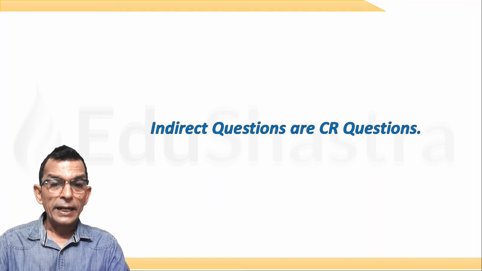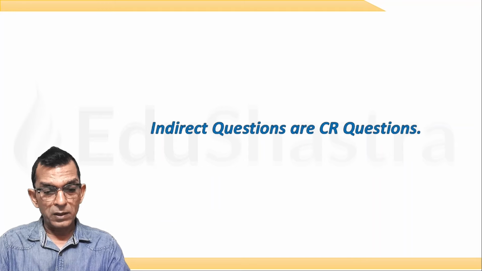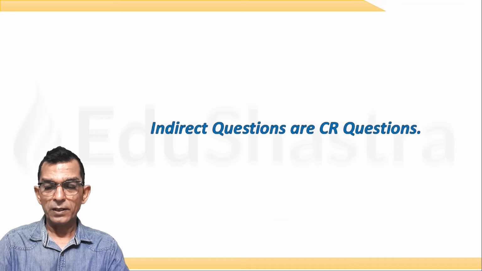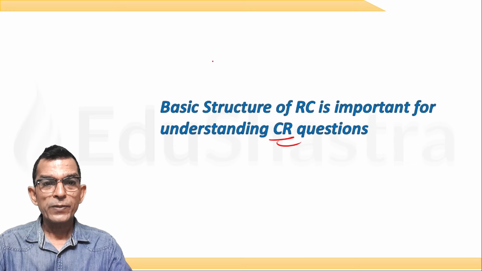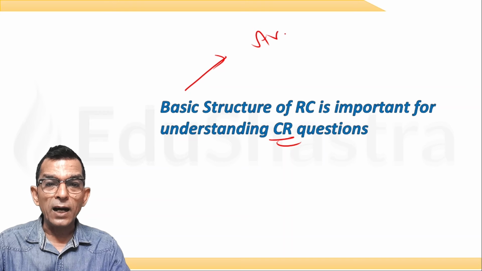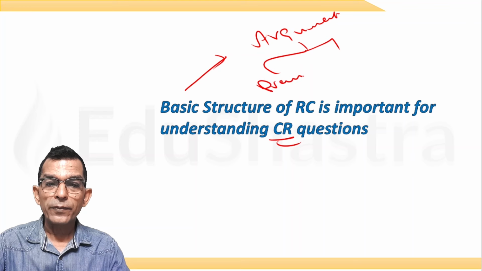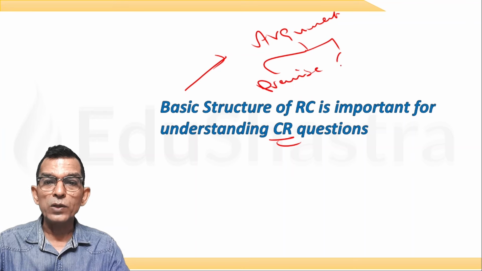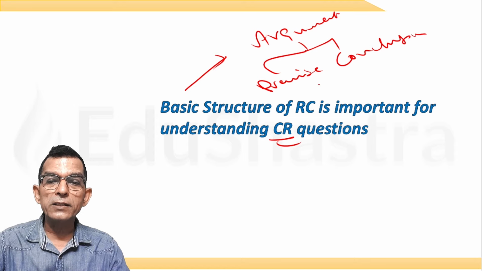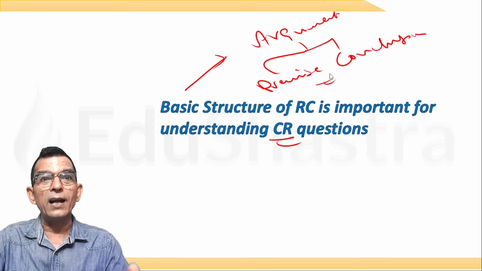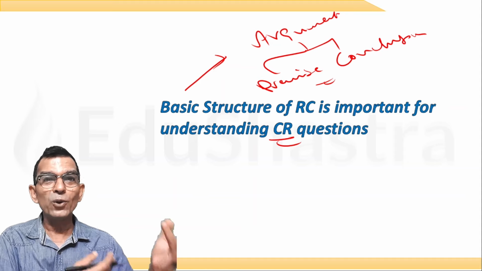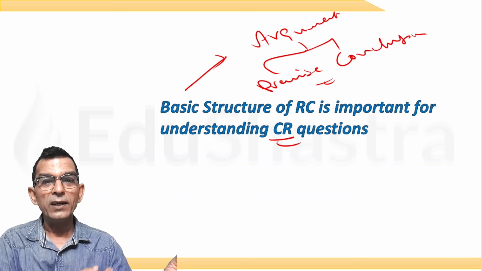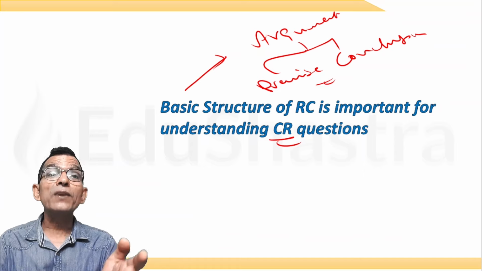Indirect questions are critical reasoning questions. Let's look at some of them. The basic structure of RC is important for understanding CR questions. If you have understood that the argument consists of the premise and the conclusion, the premise being the basis, the reasons on which the conclusion is drawn, then critical reasoning questions will become very easy. Based on your understanding of the premise and the conclusion that we do in the passage also, we don't do anything different in the passage. And then here I may ask you different types of questions.